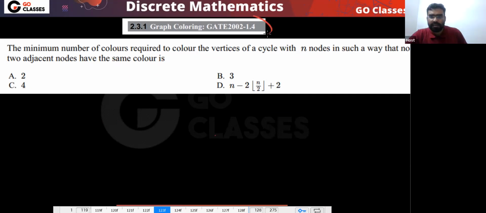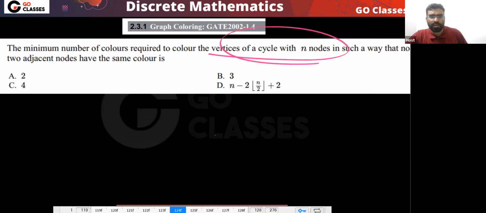Okay, so let's see this GATE 2002 question. What will be the answer for this? The minimum number of colors required to color the vertices of a cycle of n nodes such that no two adjacent nodes have the same color. So this is your coloring problem. No two adjacent nodes should have the same color. This is your vertex coloring problem.